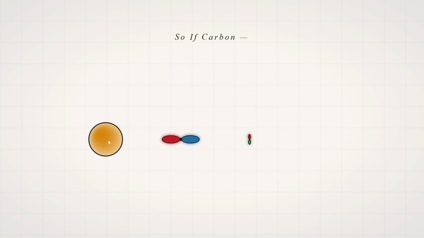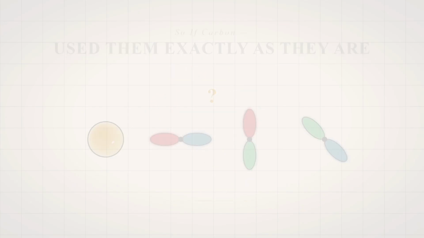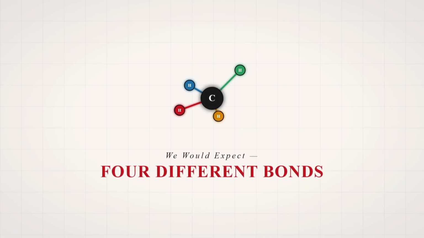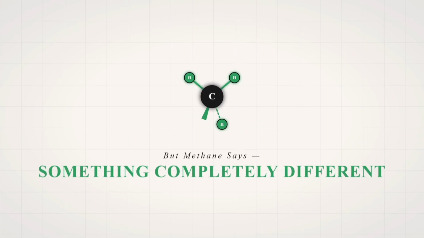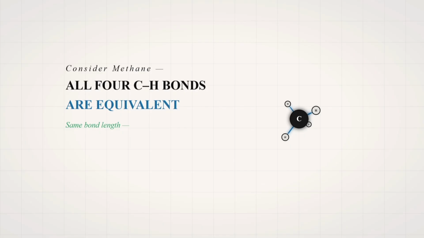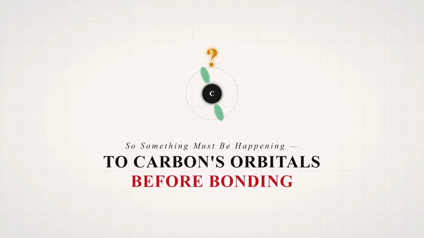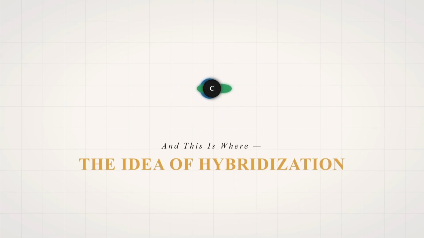So if carbon simply used these four orbitals exactly as they are, we would expect the four bonds to be different. But methane tells us something completely different. In CH4, all four CH bonds are equivalent. They have the same bond length, the same bond strength, and they point toward the corners of a tetrahedron. So something must be happening to carbon's orbitals before bonding. And this is where the idea of hybridization comes in.